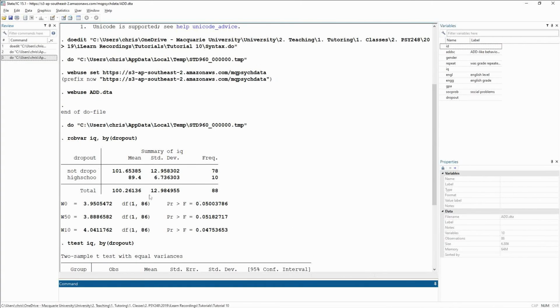So I've violated the assumption of equal variance right off the bat, and I also have an unbalanced design. So I can see here I have 78 people who didn't drop out, 10 people who did, and if I look at their standard deviations, they are drastically different. So without even looking at normality, I'm already going, I shouldn't be running a t-test on this. They're just wildly different.